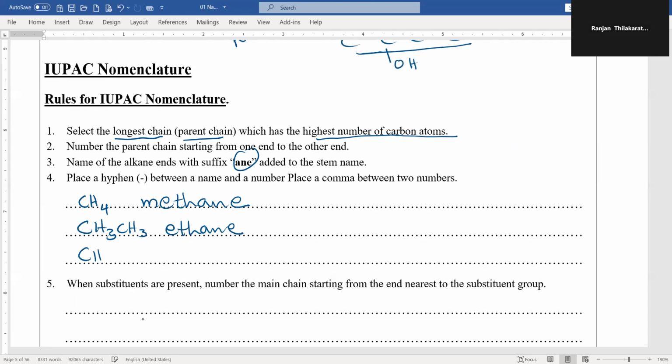Then if you have CH3, CH2, CH3, then it is propane, having three carbon and ane. Then next one is CH3, CH2, CH2 and CH3. Then it is called butane, no substituents. Only the parent chain. Parent chain consists of four carbon. So having four is butane.